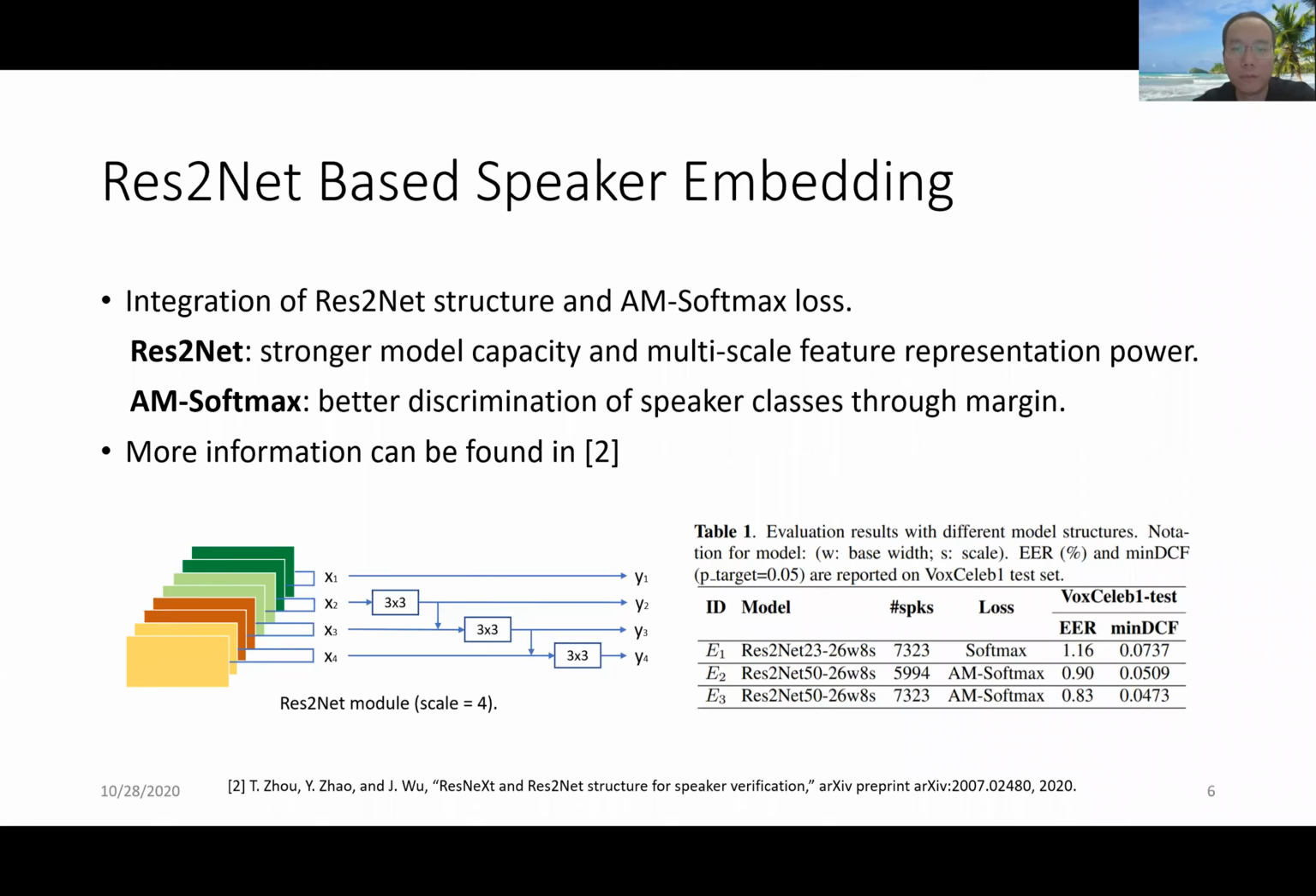To improve speaker embedding, we used the Res2Net model structure. The channels of the input feature map are divided into several groups and individually convolved with filters. Residual connections between the groups help represent multi-scale information. We also use the additive margin softmax cost function to improve the discrimination between speaker classes. Our best model achieves 0.83 equal error rate on the Vox1 test set.